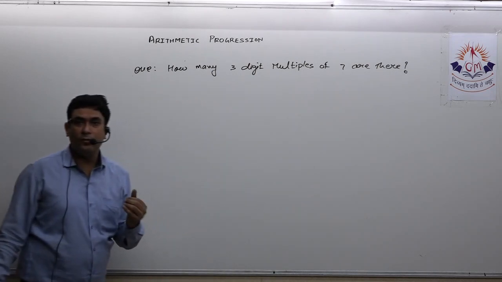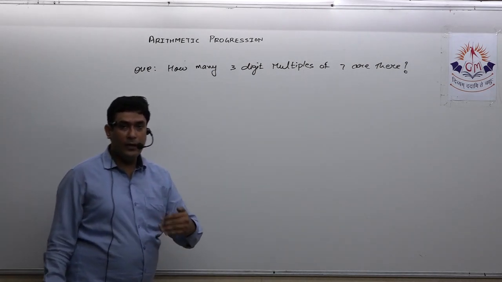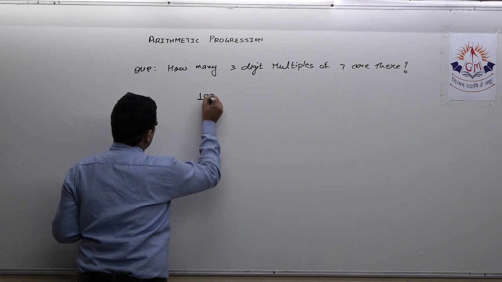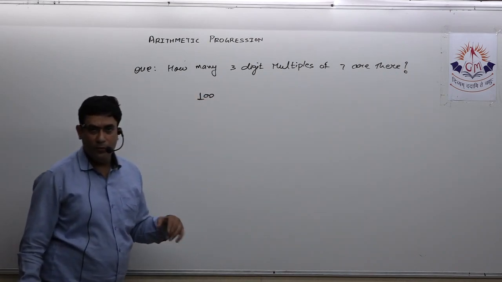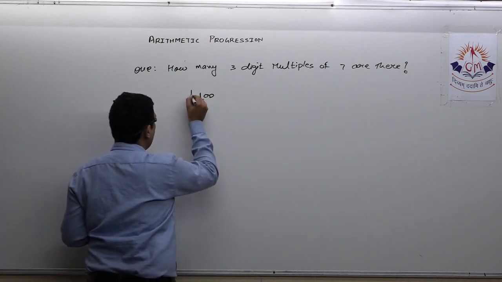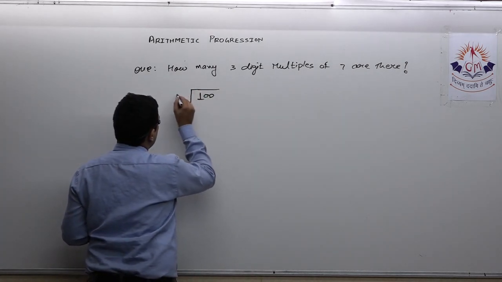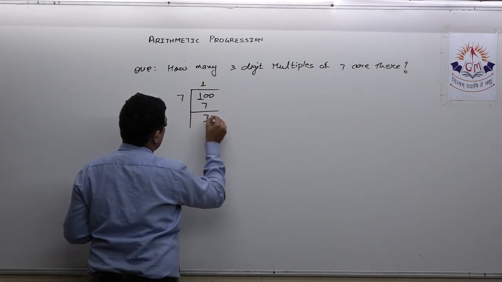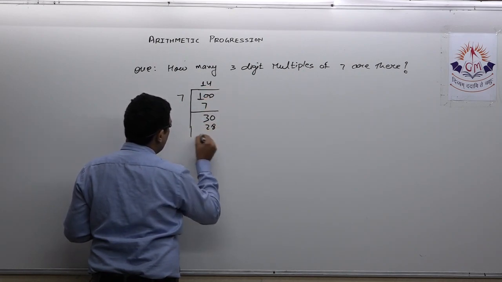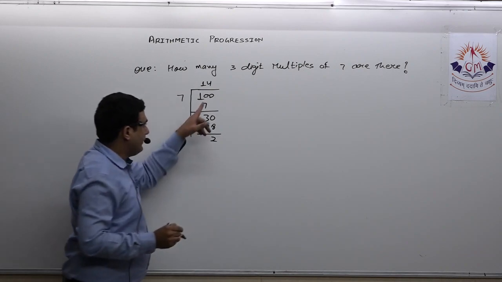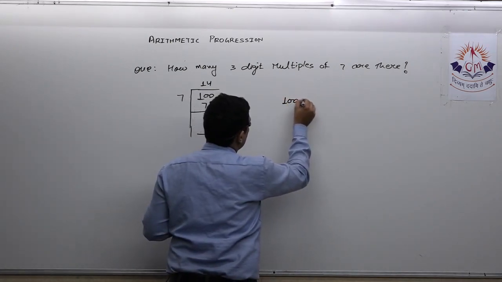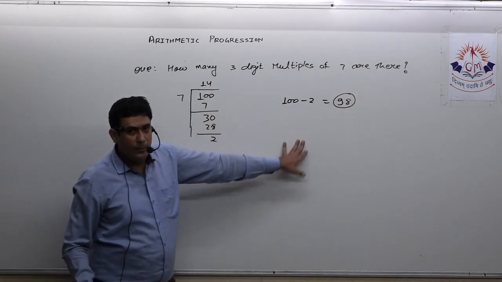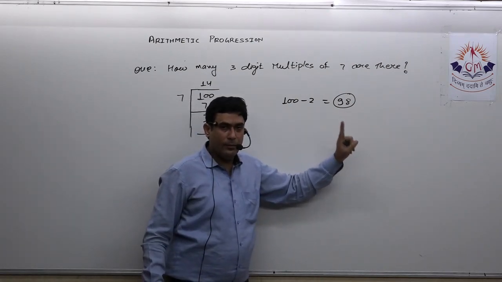But here they are asking for the three-digit multiples of 7. So the very first thing is that we have to obtain the very first three-digit number. Then we'll check whether it is a multiple of 7 or not. The very first three-digit number is 100, but obviously this is not a multiple of 7. So let us divide 100 by 7 and see what remainder we are getting. We are getting remainder 2. That means if I subtract 2 from this, the number I obtain will be a multiple of 7. Definitely 98 is a multiple of 7.